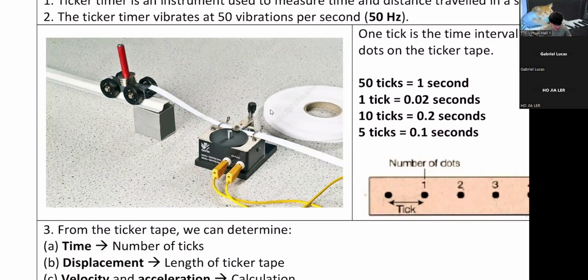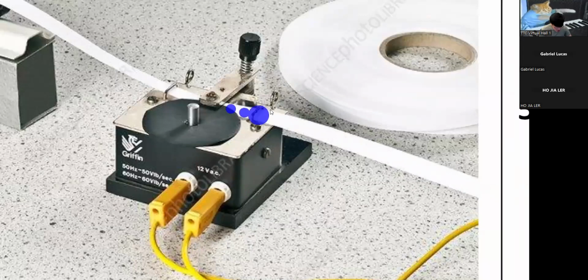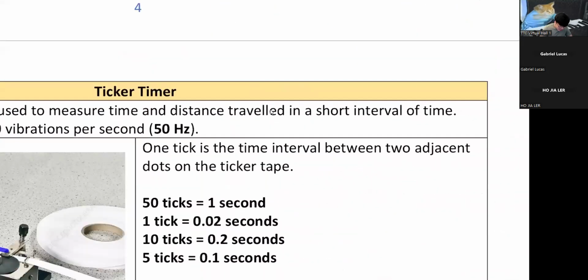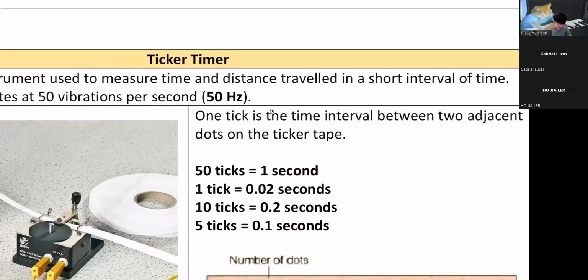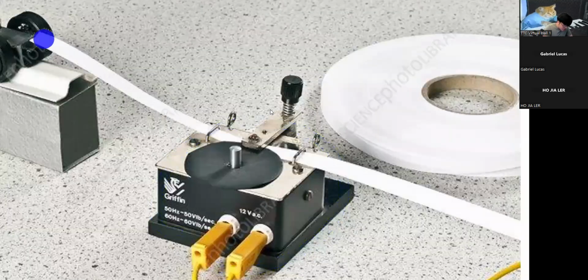You might say, sir, what the hell is this? This is a machine that will draw dots on this tape. First of all, this tape is called a ticker tape. I'll just call this a ticker tape. So your ticker timer is to draw dots on these ticker tapes. For what? For your calculation of velocity. This device is to help you find the speed of the trolley.